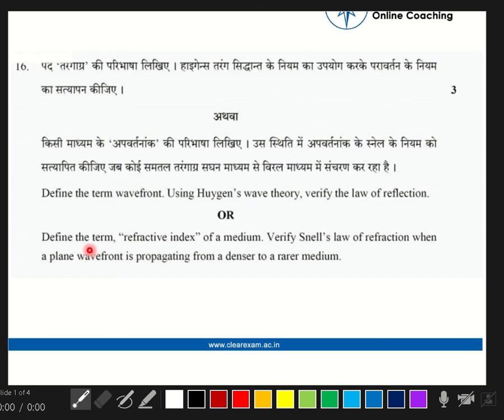Now come to the second part. Define the term refractive index of a medium, and verify Snell's law of refraction when a plane wavefront is propagating from a denser to a rarer medium.